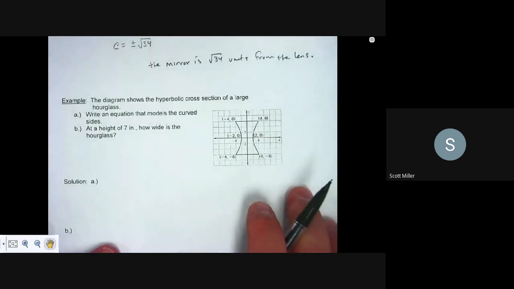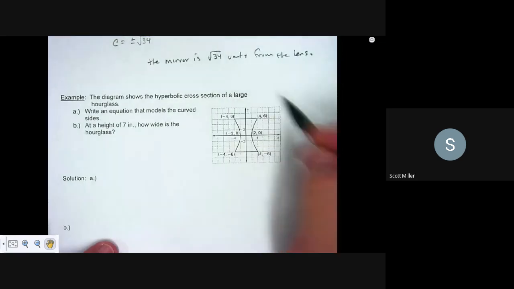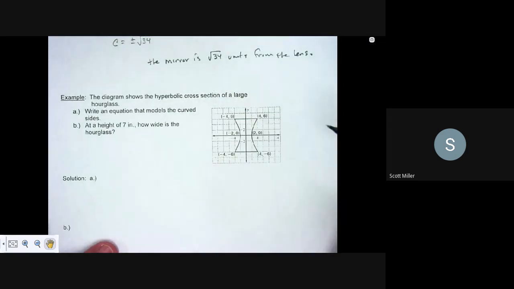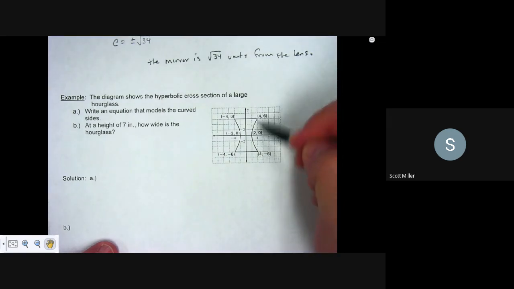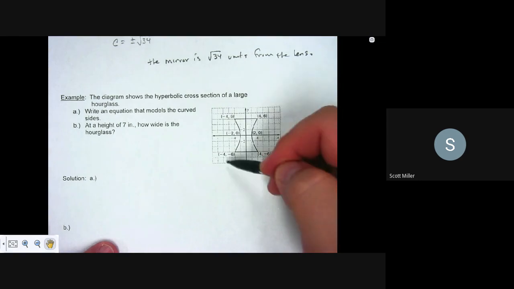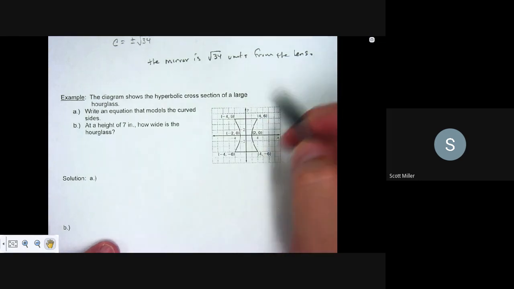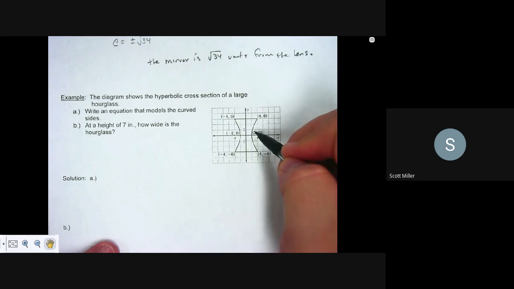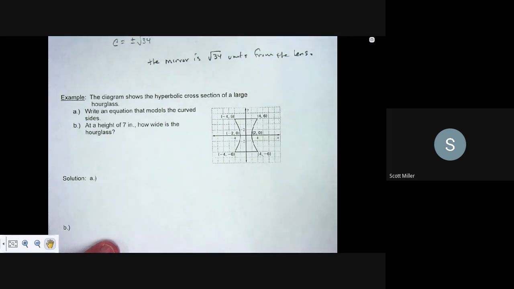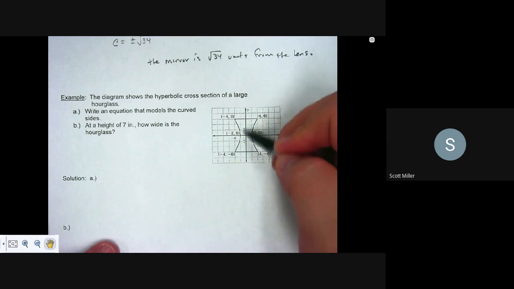All right, down below is another question. On the coordinate grid here is a diagram of a hyperbolic cross-section of a large hourglass. We want to write an equation that models the curved side. So this is the hyperbola right here. We can see that it is horizontal. We have vertices at -2 and 2, and so that's A.